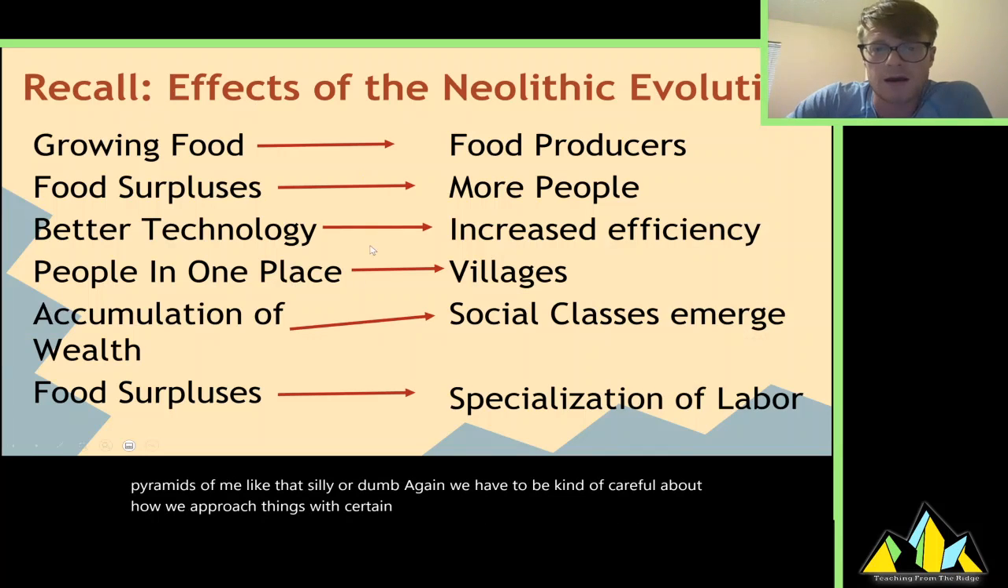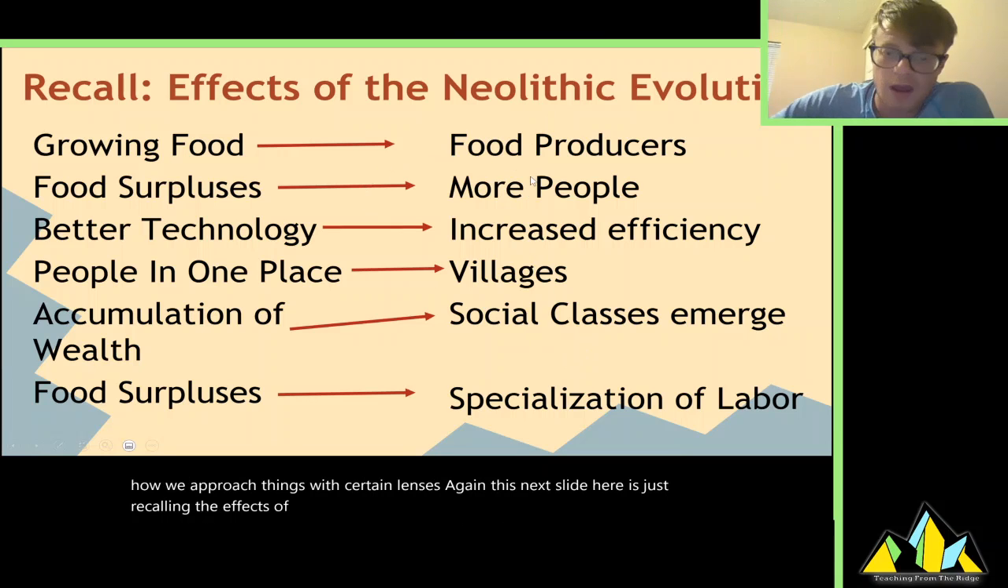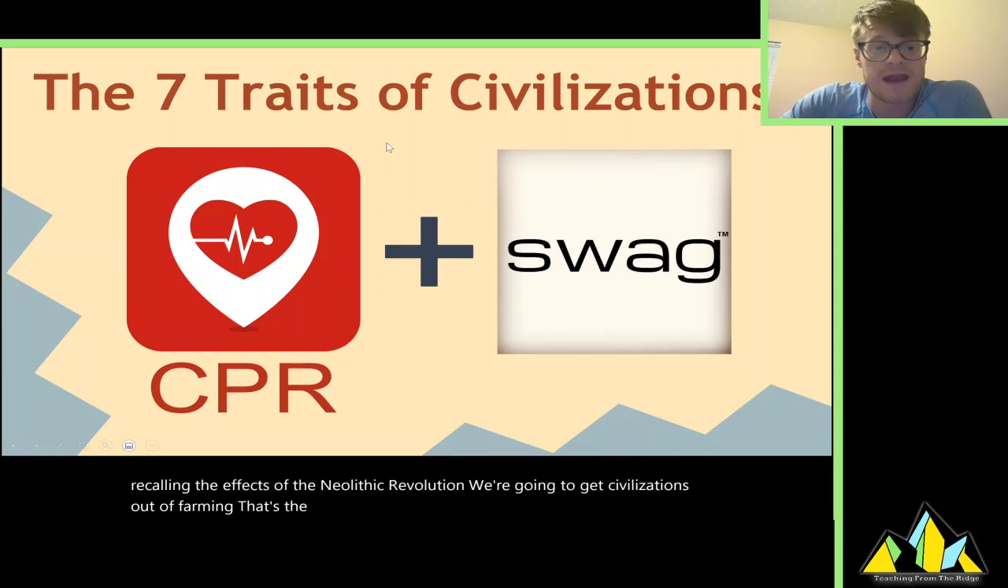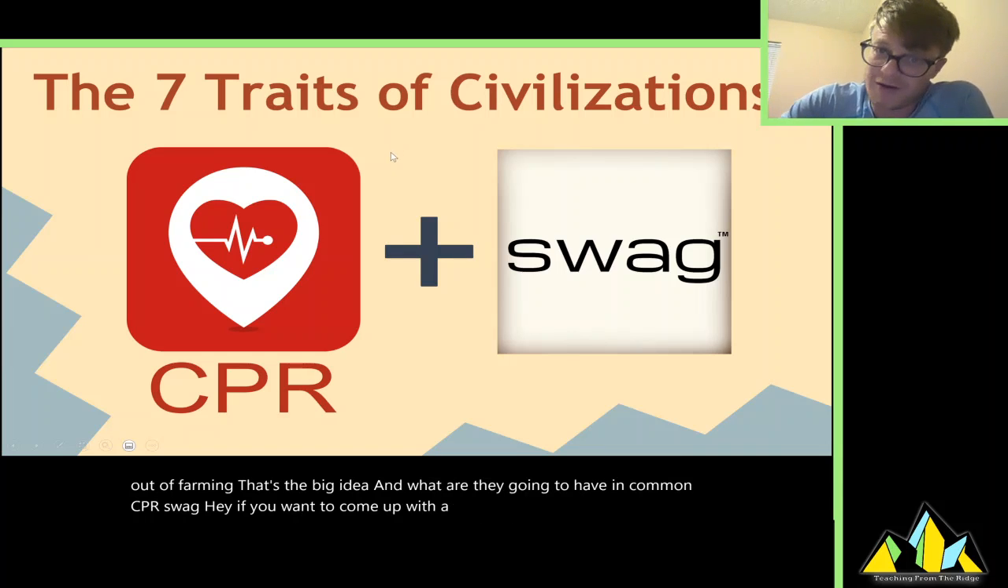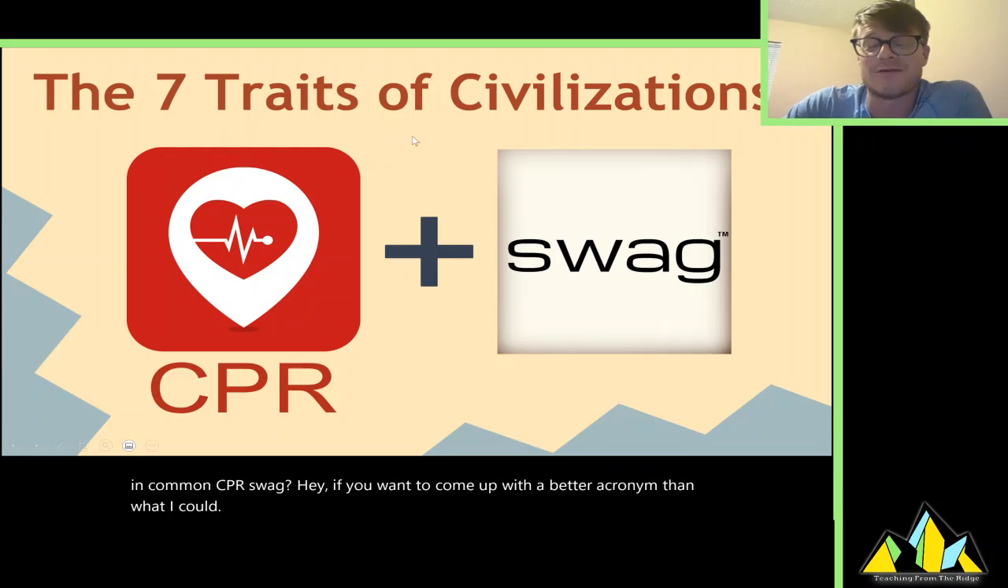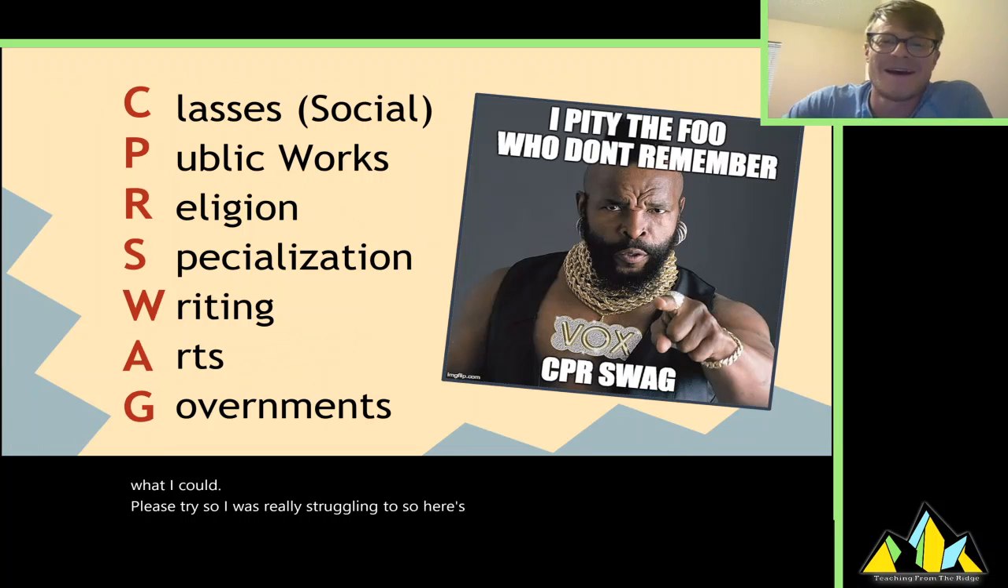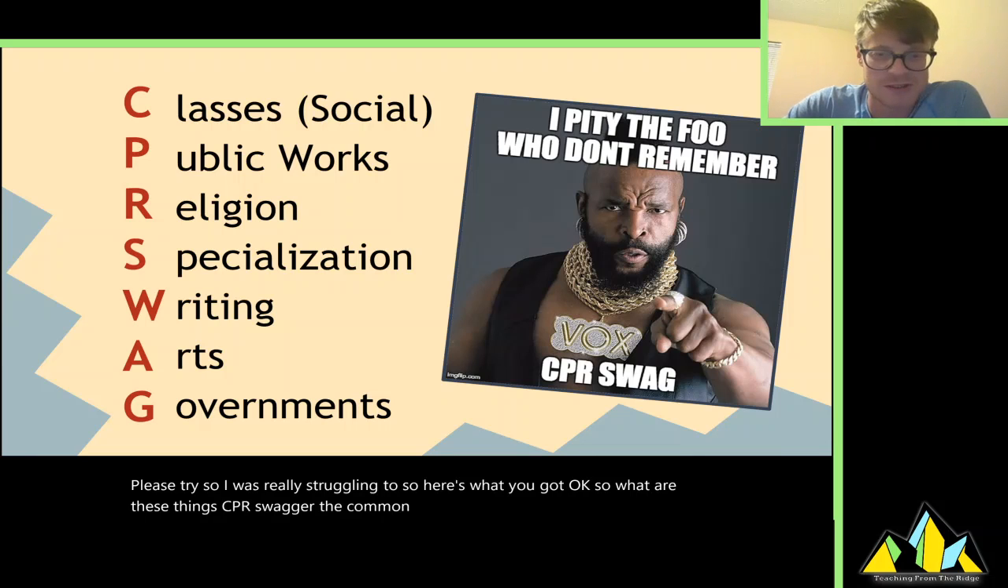Again, this next slide here is just recalling the effects of the Neolithic Revolution. We're going to get civilizations out of farming. That's the big idea. And what are they going to have in common? CPR SWAG. If you want to come up with a better acronym than what I could, please try, I was really struggling to. So here's what you got. What are these things? CPR SWAG. They're the common things that most civilizations seem to share.